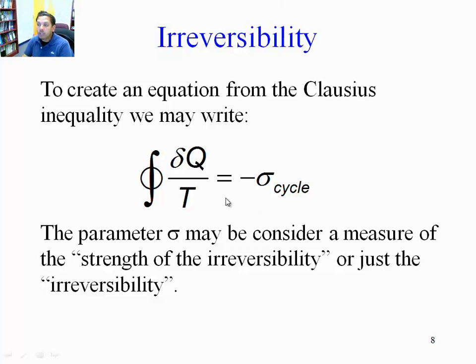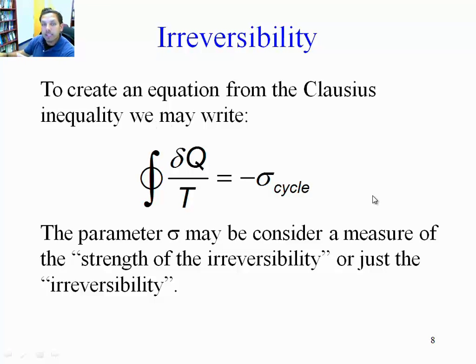Instead of saying that this is less or equal than zero, we just say it's equal to some quantity, some parameter. And that parameter, we basically force it to be positive, and we stick a minus sign right. So this parameter sigma is always going to be a positive number, and the negative sign will ensure that this integral will always be less than zero, and at best will be equal to zero when sigma is equal to zero. So to create an equation from the Clausius inequality, we can write it in this form.